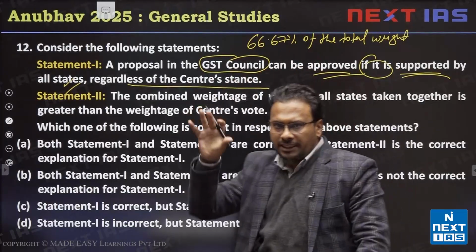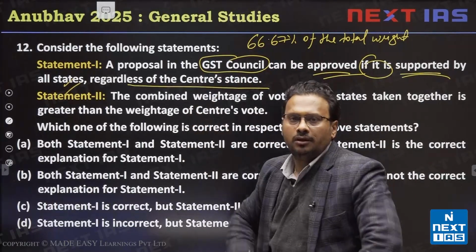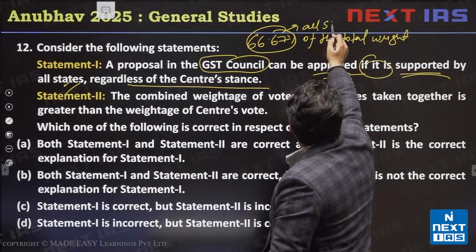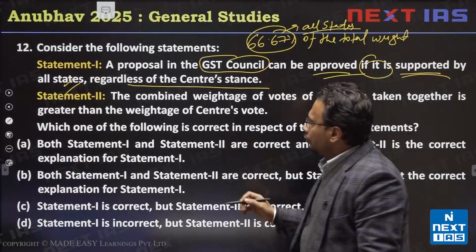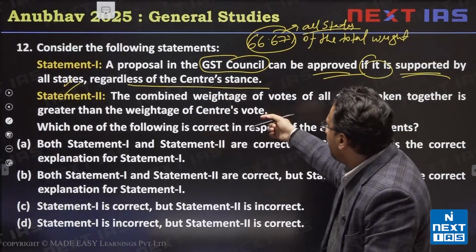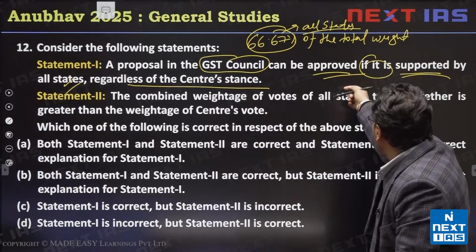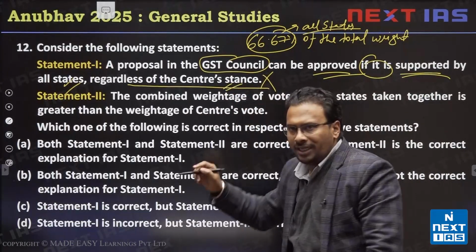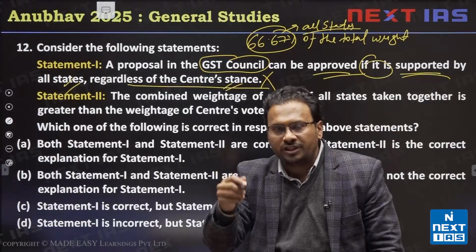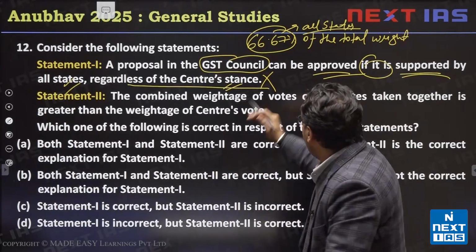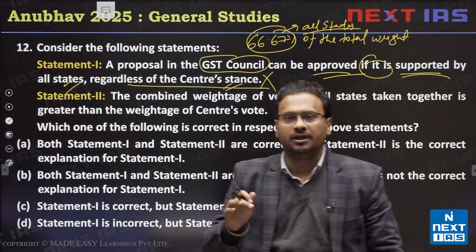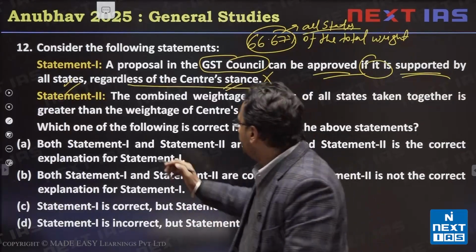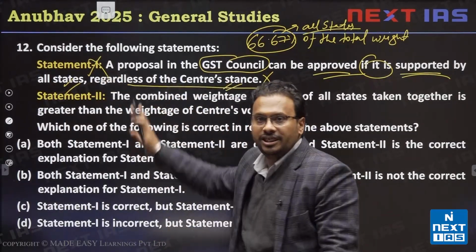Of course, that is if the center's weight is not there. So 66.67% is when all states are counted. Going with this basic part, the statement says a proposal in the GST Council can be approved if it is supported by all states regardless of the center's stance. That holds incorrect, because it has to be approved with the 3/4 majority, and even 66.67% goes against the rationale of 3/4 of the members present and voting. Statement 1 is incorrect.